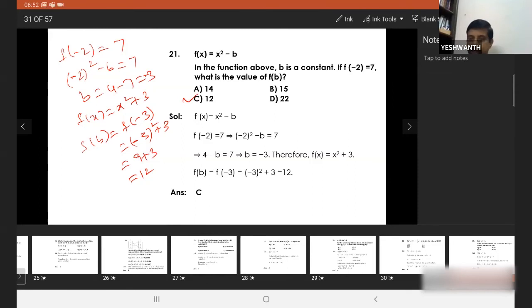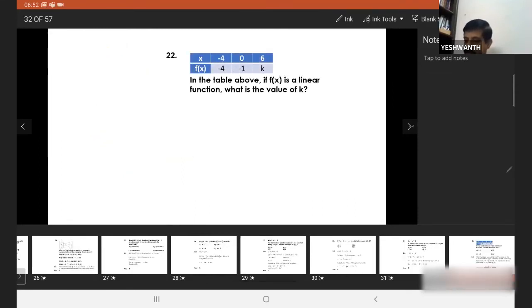So let's go to the next question. Look at this. When x is minus 4, y is minus 4. When x is 0, y is minus 1. And when x is 6, y is k. Now f of x is a linear function, means its degree is 1. What is the value of k?